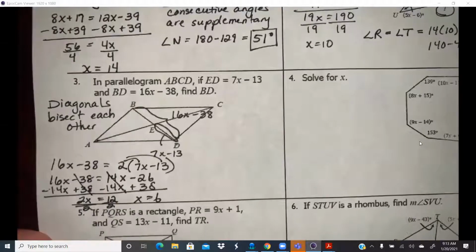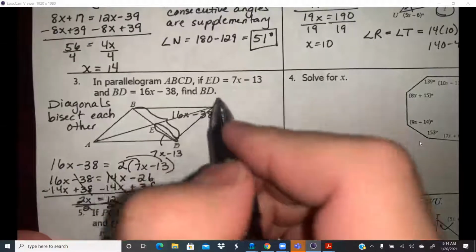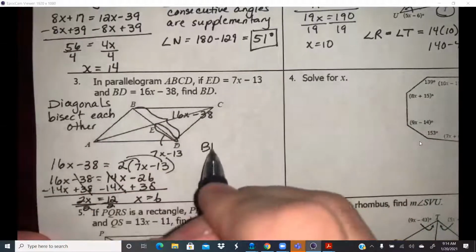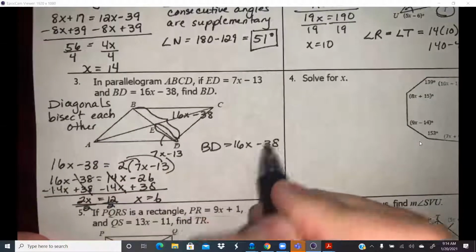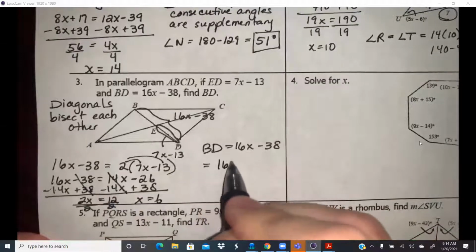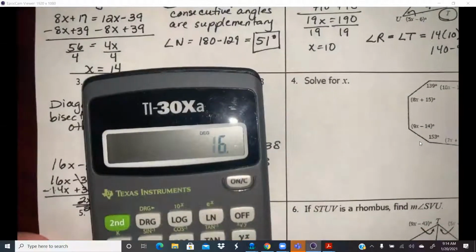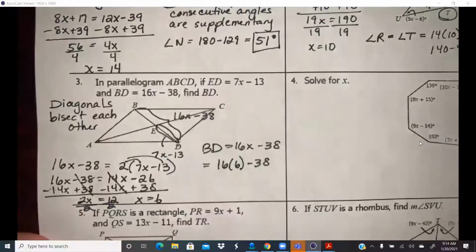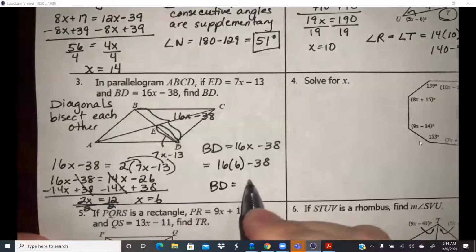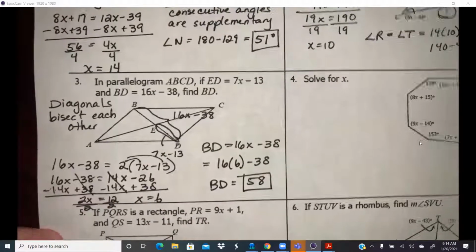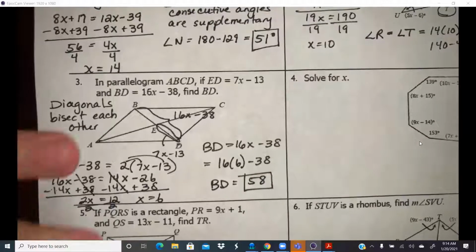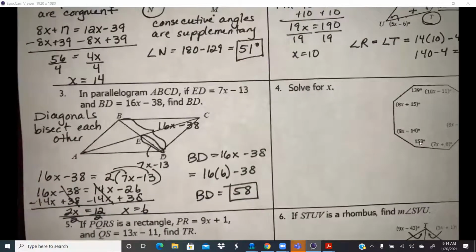Okay. Now, again, in all of these problems, I'm almost never asking for x. I'm asking for something other than that. So then with x equals 6, I can go ahead and plug that into BD, which they said was 16x minus 38. I'll plug in 6 into that. So 16 times 6 minus 38. Let me quickly do that. 16 times 6 minus 38 gives us, so BD is equal to 58. All right. So that's how you do number 3.